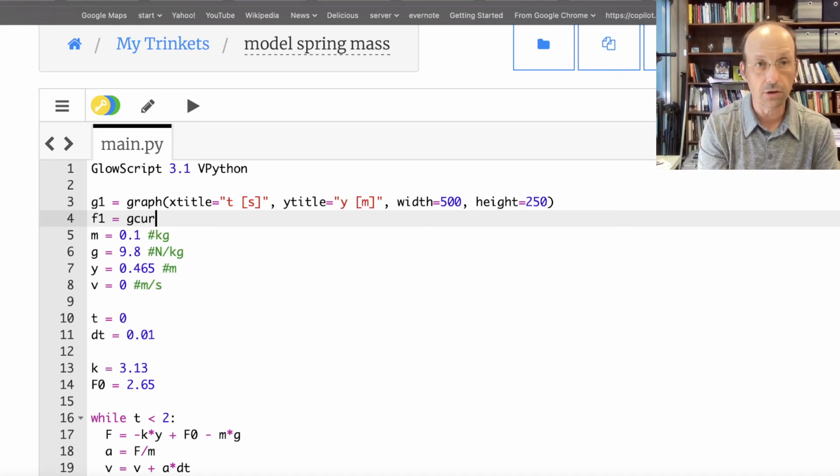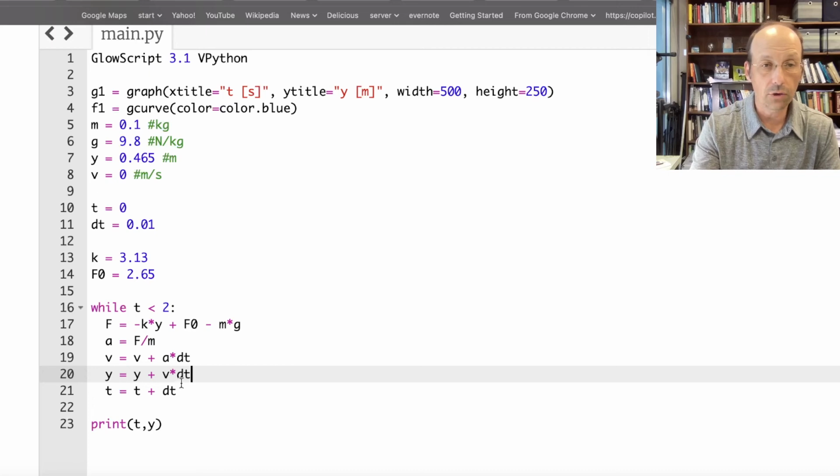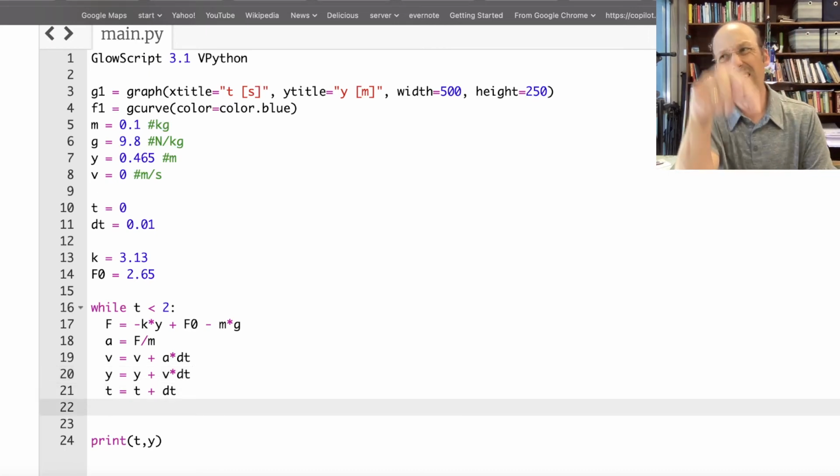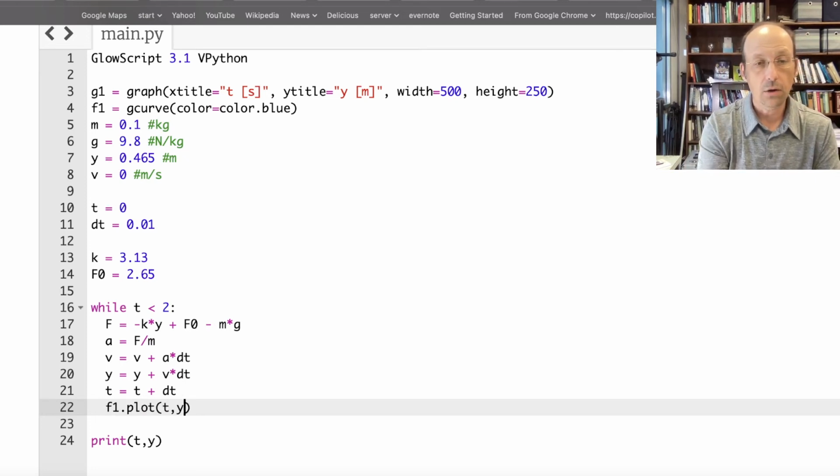Now I need to pick something to graph. F1 equals G curve. Color equals color.blue. Now down here, I just need to plot those data points. So I'm going to do it after the time, even though I think technically I should do it before the time, but it doesn't matter. So f1.plot t y, and let's run that thing.